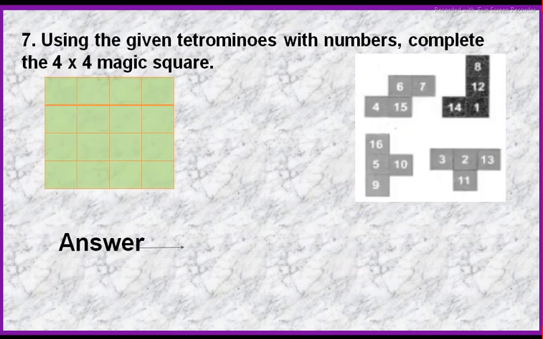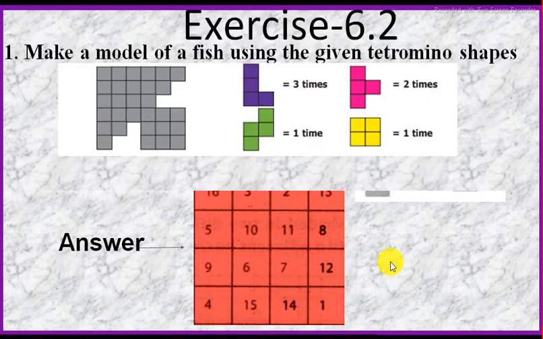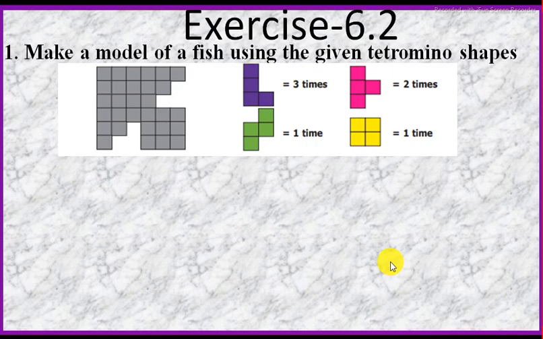Using the given tetromino and the numbers, complete the 4 into 4 magic square. So you are asked to complete the magic square using the 4 tetrominos which are given. And the answer is here. You have the T tetromino, then you have another T tetromino, L tetromino and the skew tetromino. Now we'll move on to exercise 6.2.